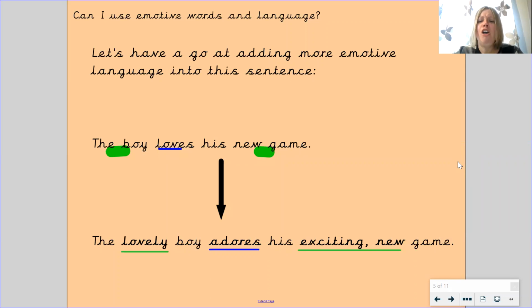The lovely boy adores his exciting new game. This tells me that the boy is lovely and that he is a very nice young man. It also tells me that he's very excited by his new game. And we've improved the word loves to adores, because that makes you think more strongly about how the boy is feeling about his new game.